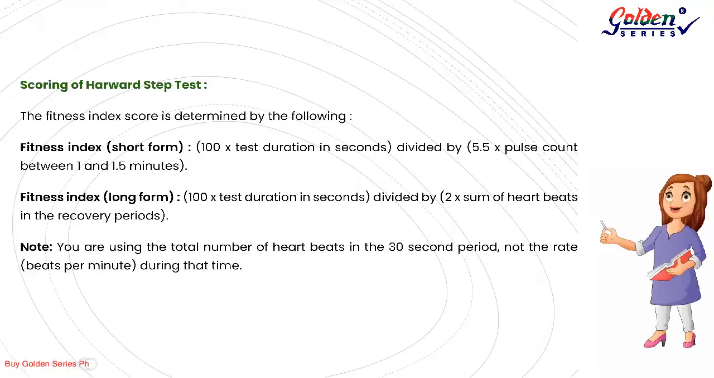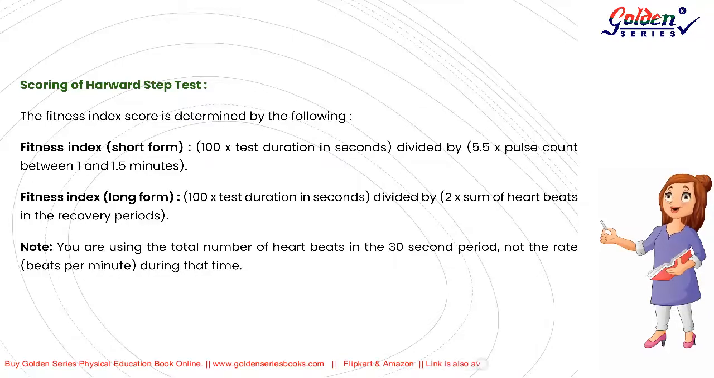Scoring of Harvard Step Test. The fitness index score is determined by the following. Fitness index, short form. 100 x test duration in seconds, divided by 5.5 x pulse count between 1 and 1.5 minutes. Fitness index, long form.